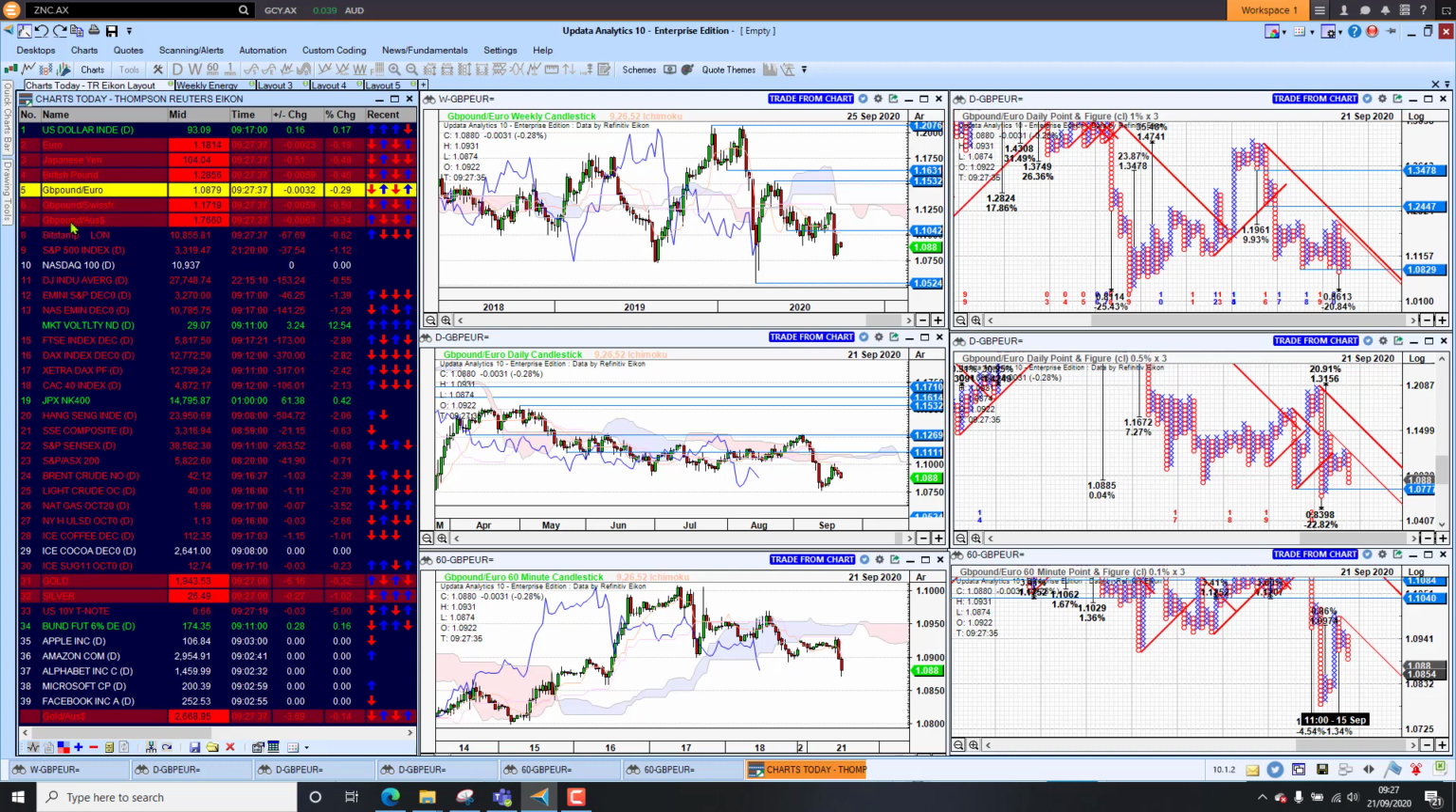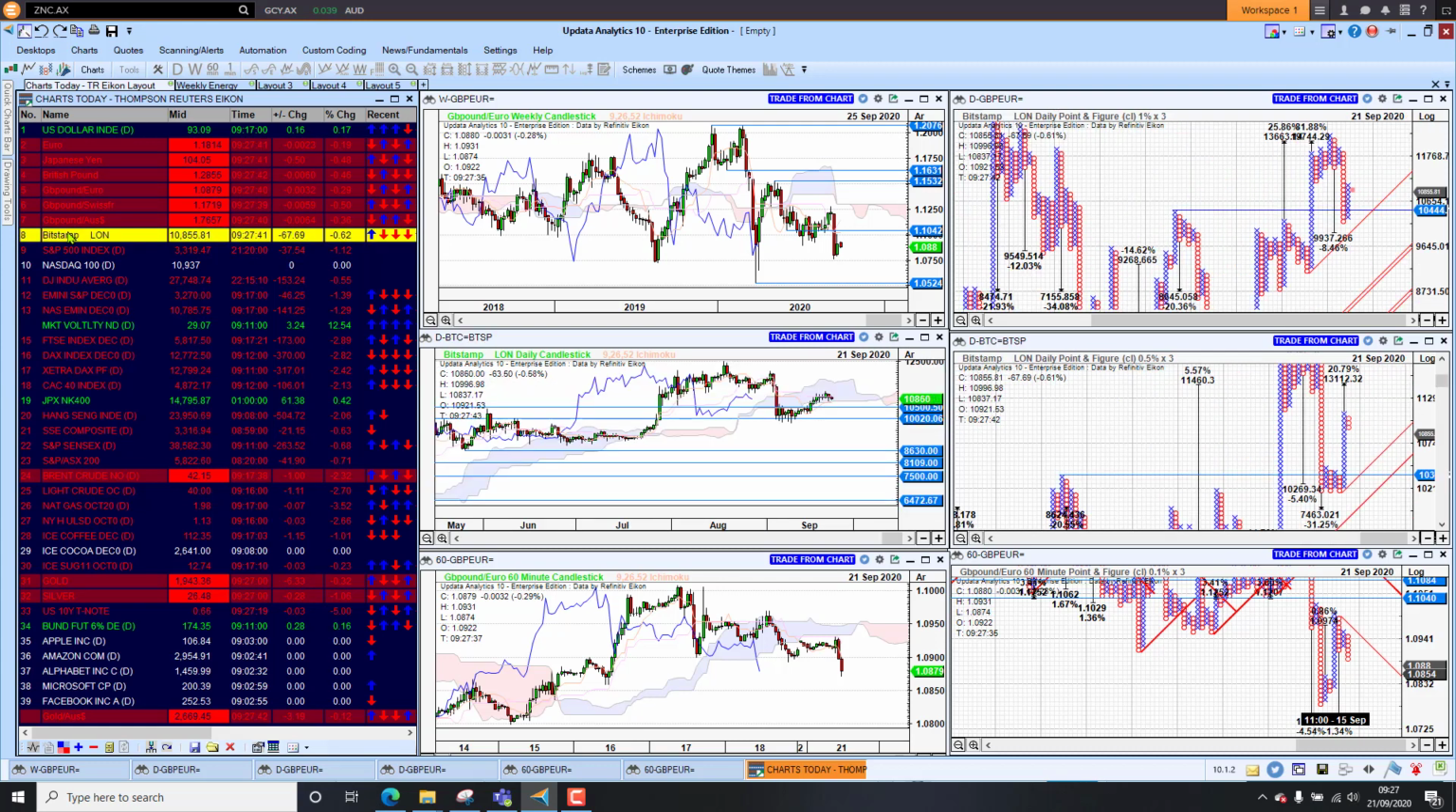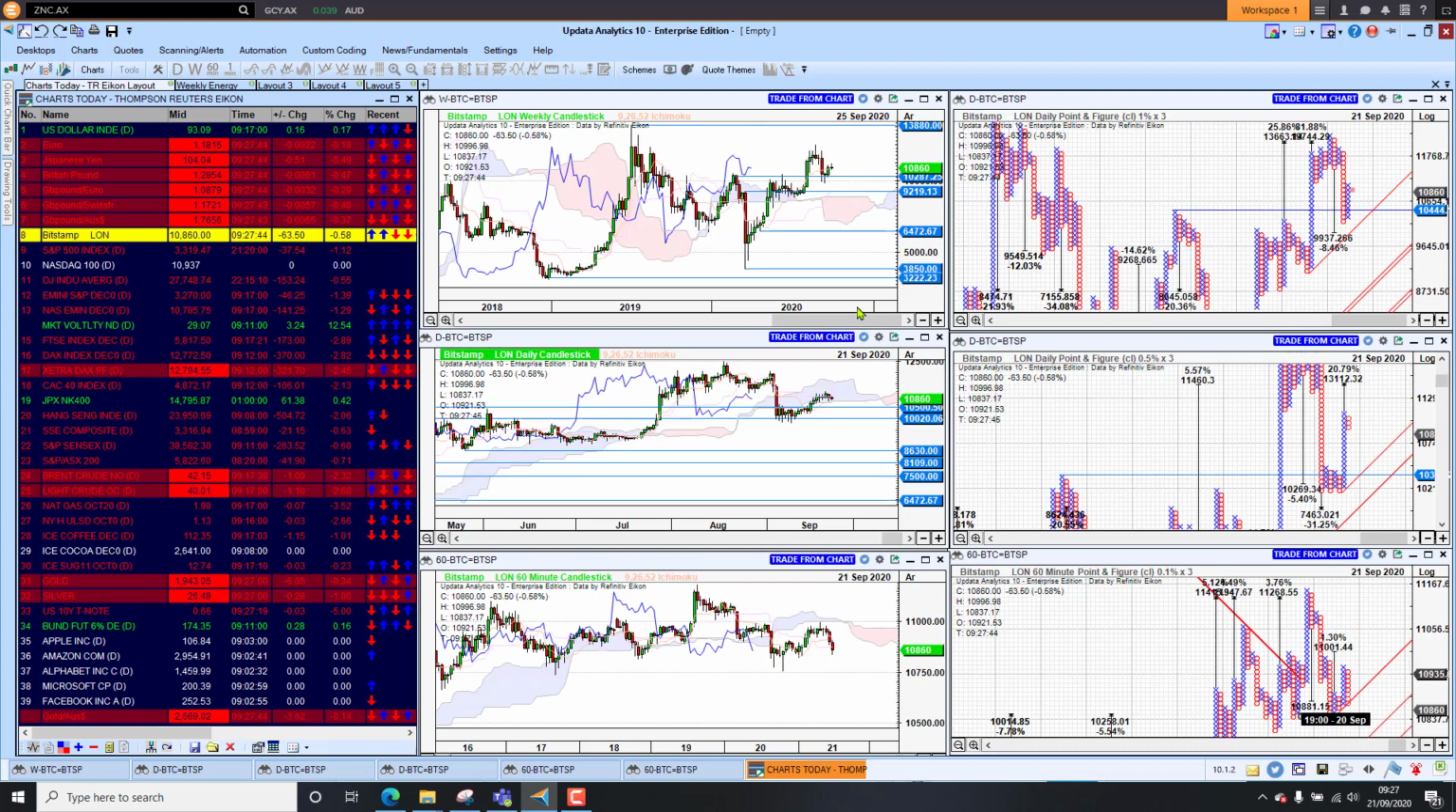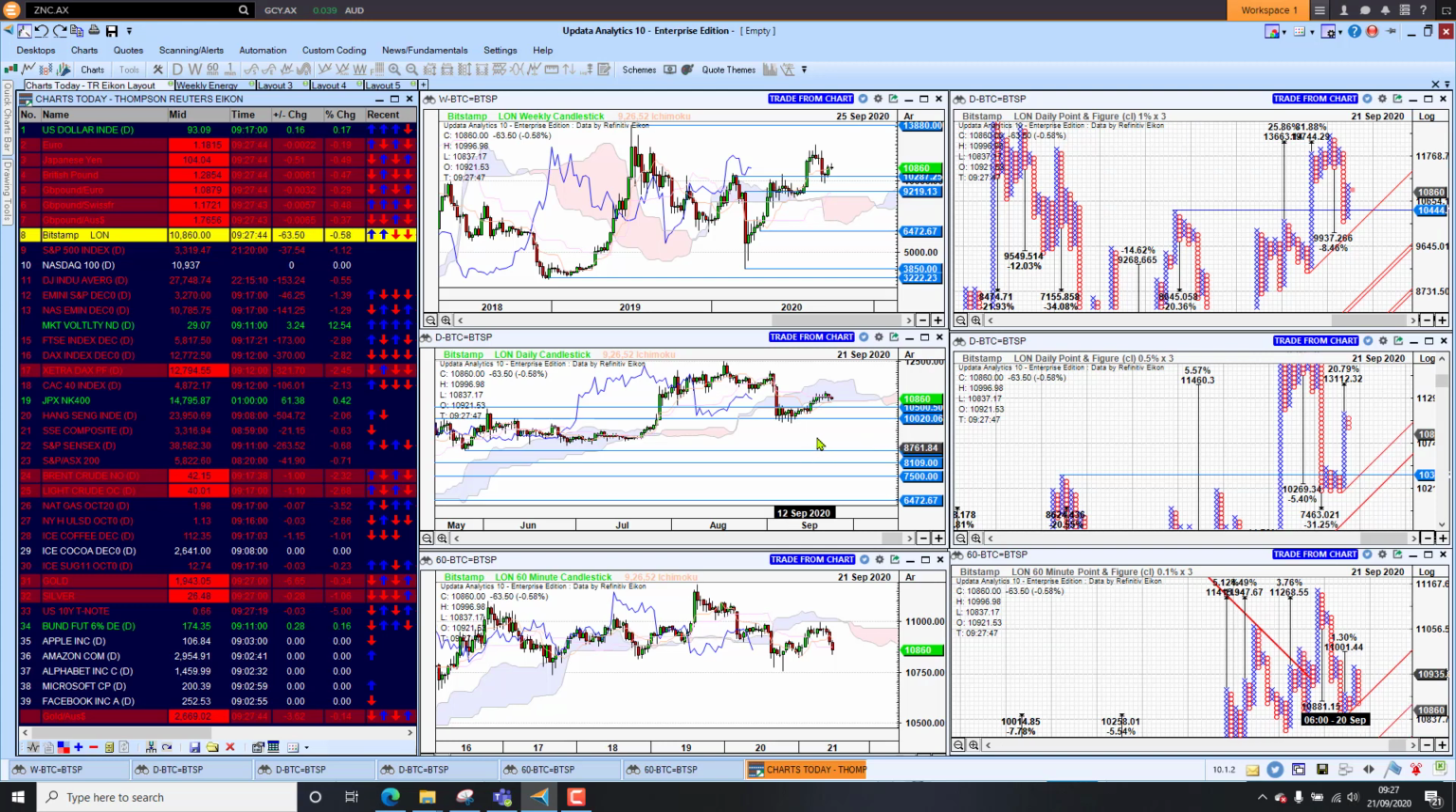Taking a look at Bitcoin, we're sitting at $10,800, so not much change there, but it is still looking bullish on that long and medium term chart. Short term, we're just turning a little bit bearish.